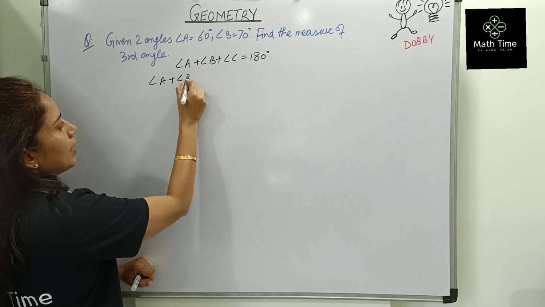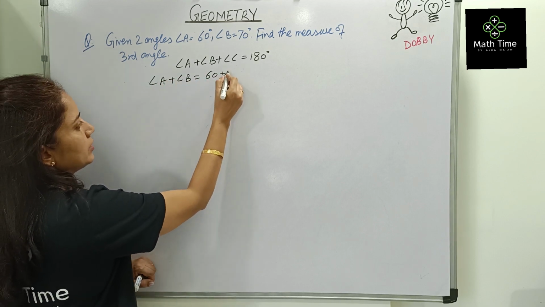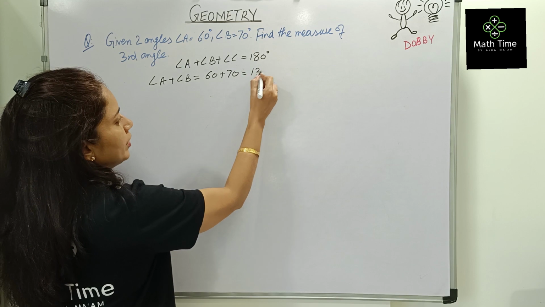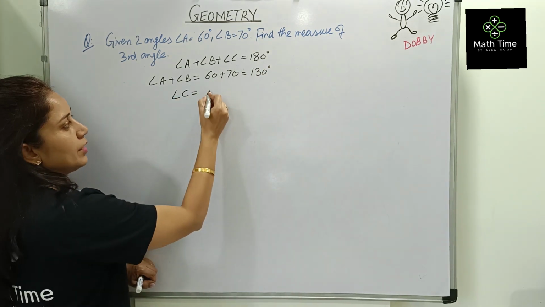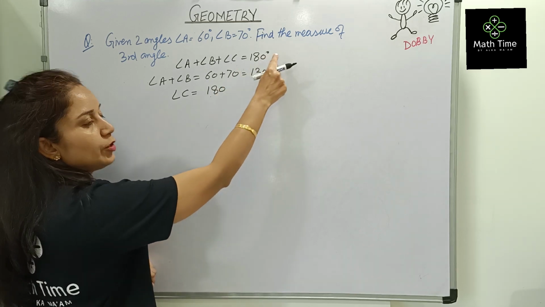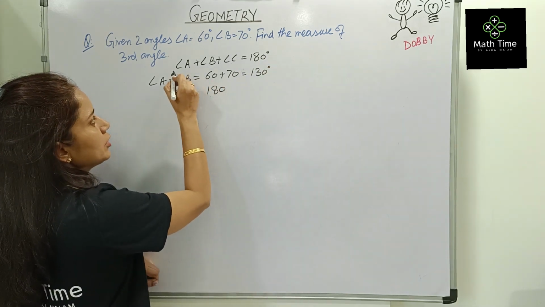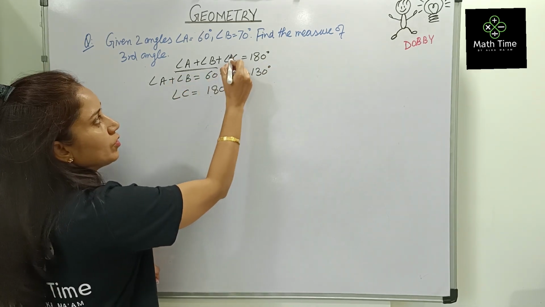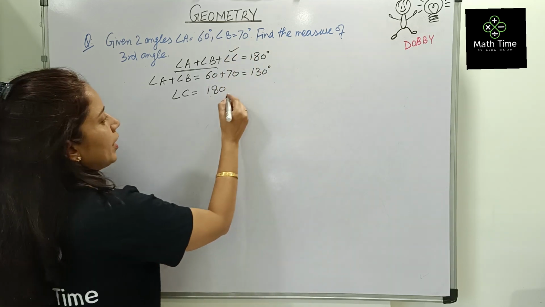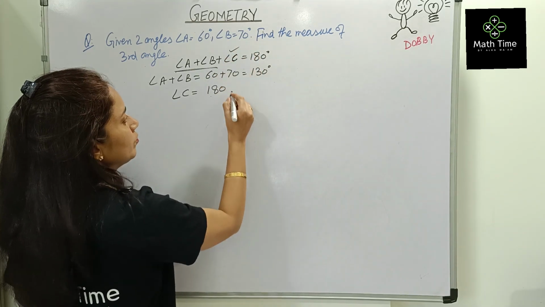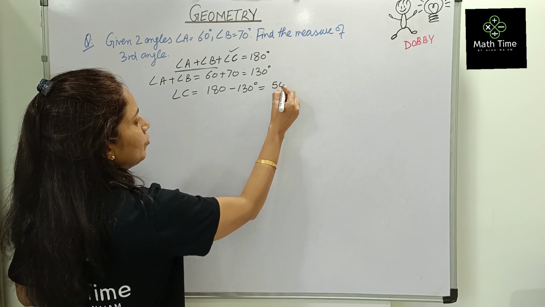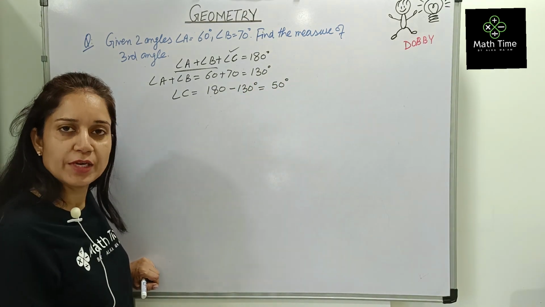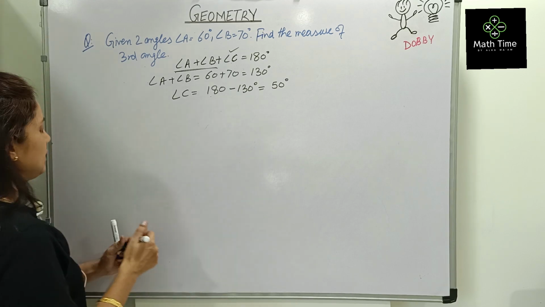Angle A plus angle B gives us 60 plus 70 equals 130 degree. We have to find angle C. So let us subtract. From the total, if we subtract the sum of these two, we will get the third one. So angle C equals 180 minus 130 is 50 degree. This is the measurement of the third angle. Next question.